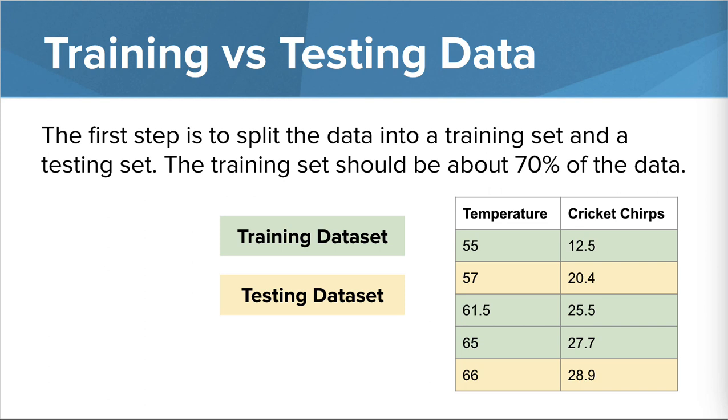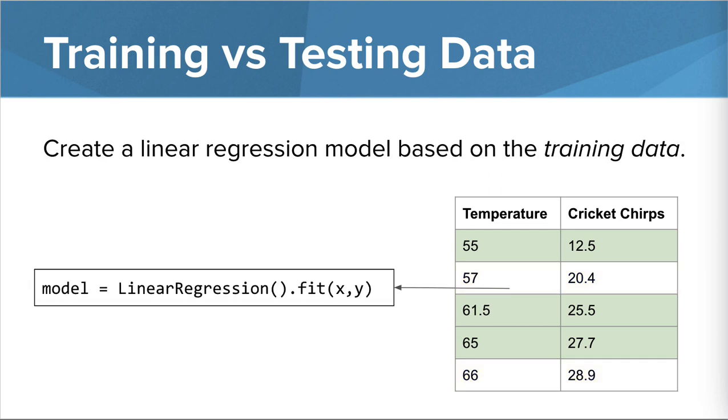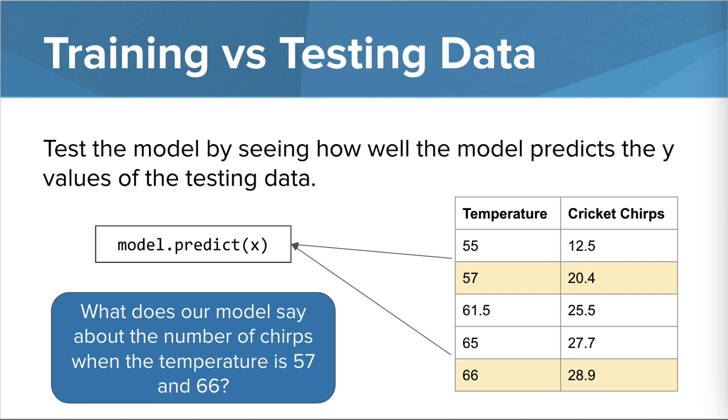The training set should represent somewhere around 70% of the collected data. This is to ensure that there is enough data to create a working model, but also enough data to test. This data should be grouped randomly, so as to ensure the data isn't biased. Once the training data has been selected, it can be fit using linear regression. We can then test the model by seeing how well the model predicts the y value of the testing data.